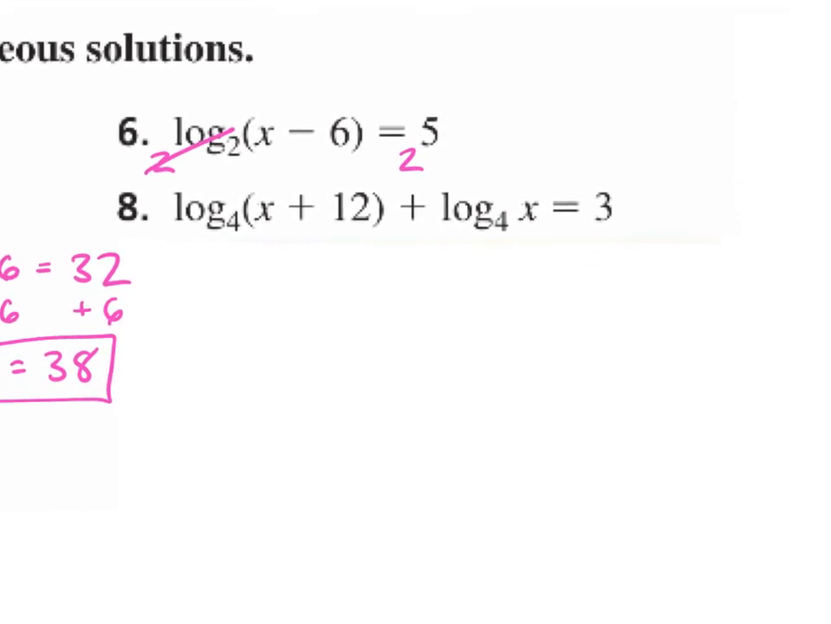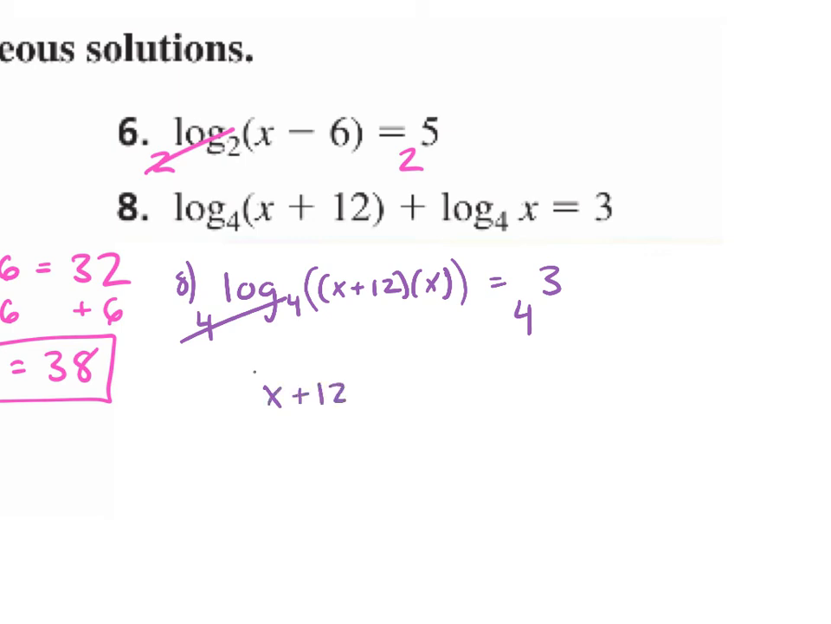All right, last one, number 8. What should we do first? Combine. So we have log base 4, x plus 12, and then x in parentheses. And then you put base 4 on both sides, and then x times x plus 12 equals 64. x squared plus 12x minus 64.